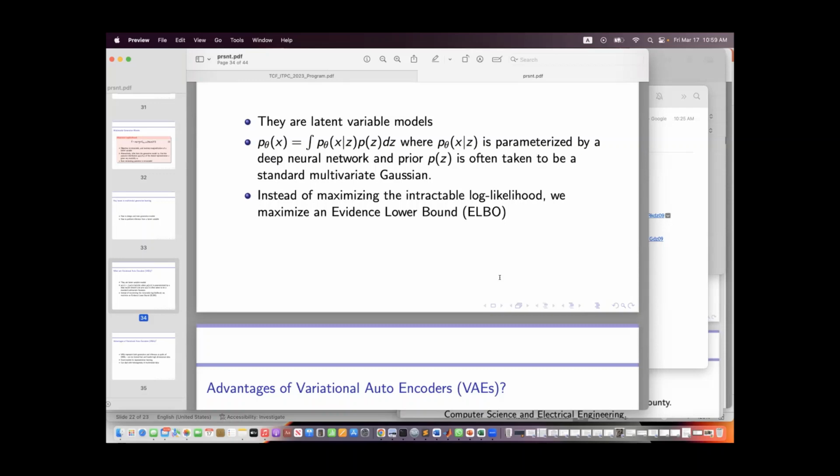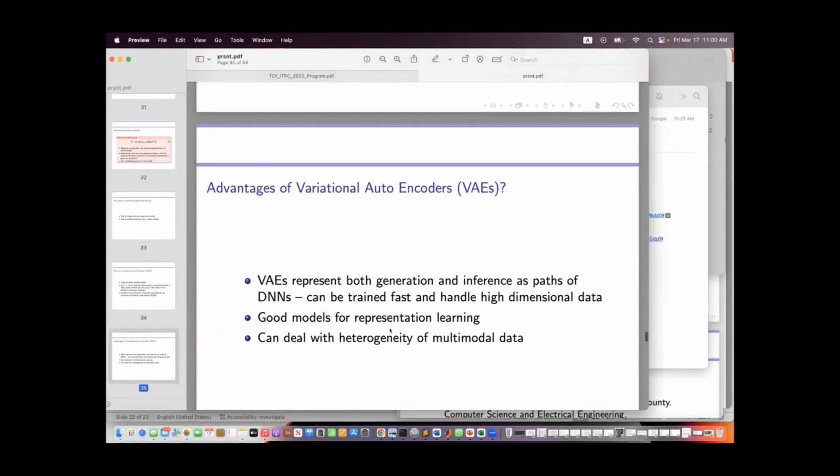Instead of maximizing something very intractable like the log likelihood, we maximize a different objective, called the evidence lower bound, or ELBO. Variational autoencoders actually help us solve that. VAEs present both generation and inference as part of the deep neural networks. They can be trained fast, and they provide representation and learning.